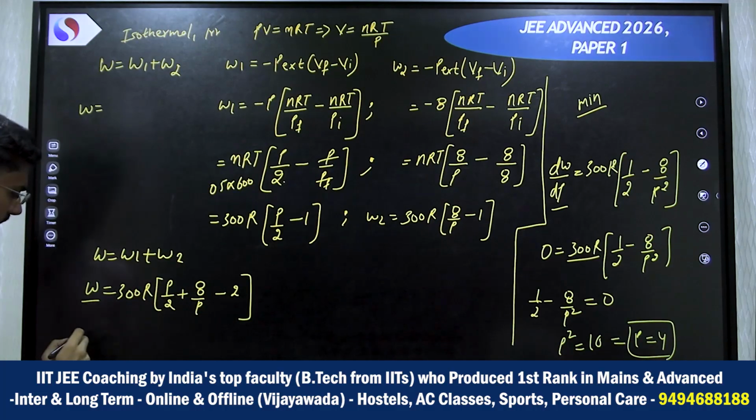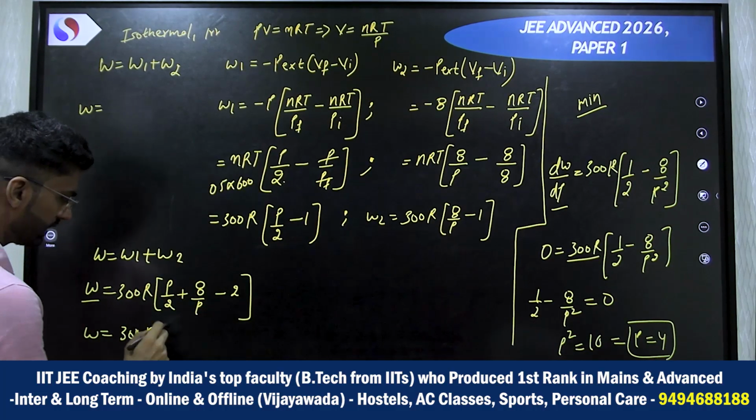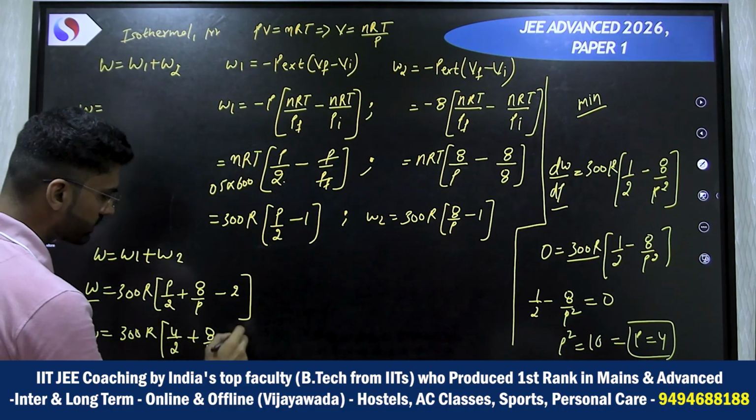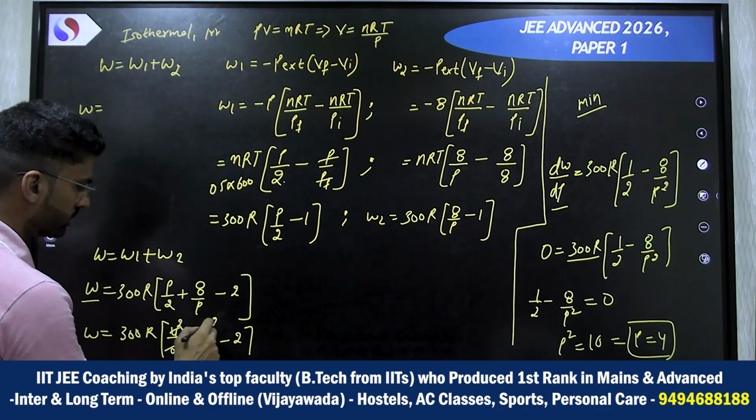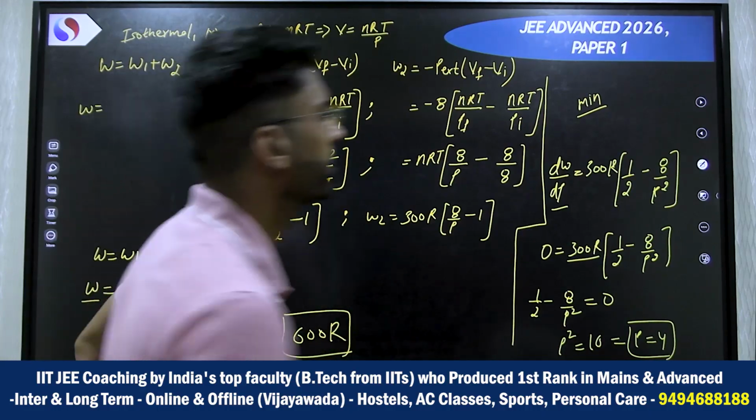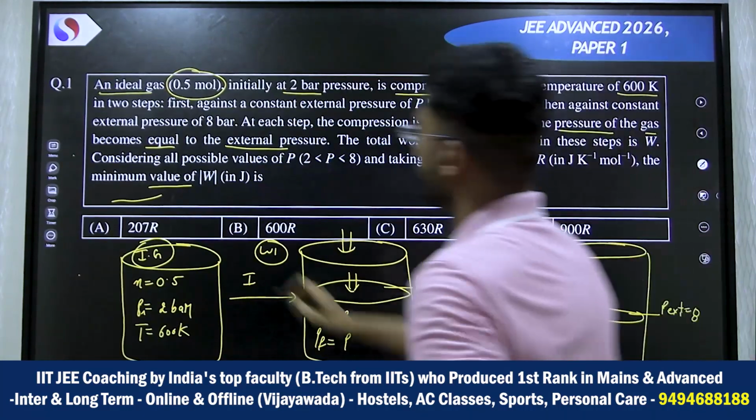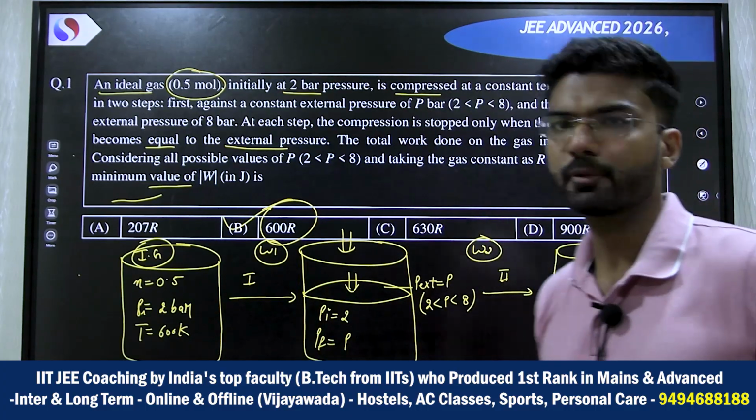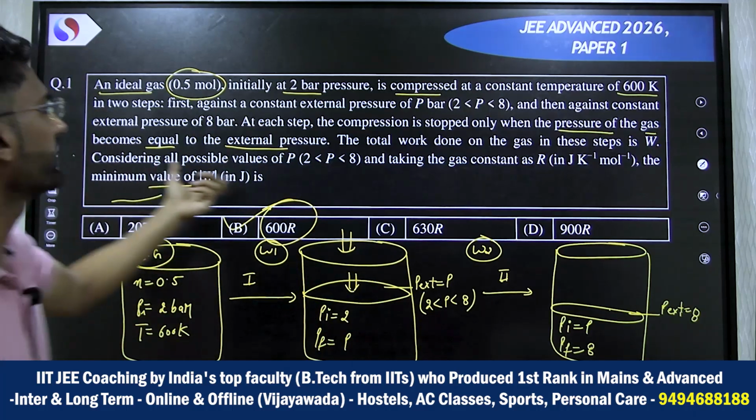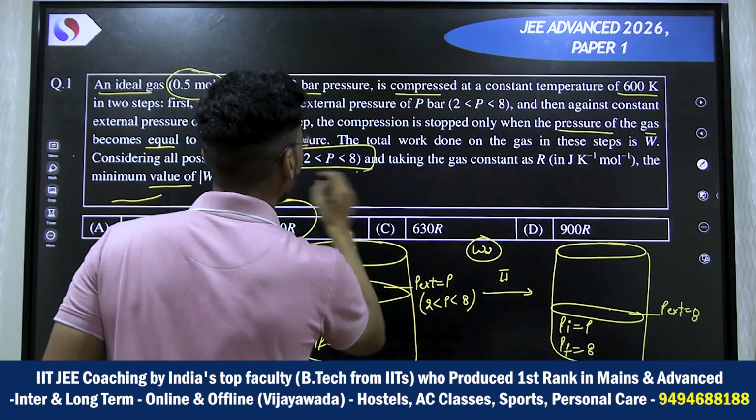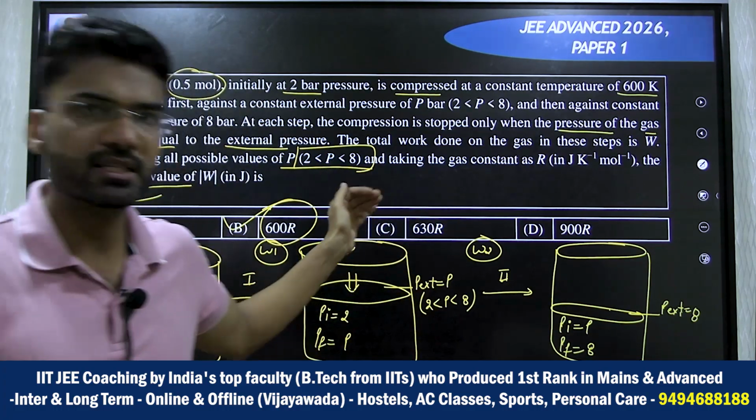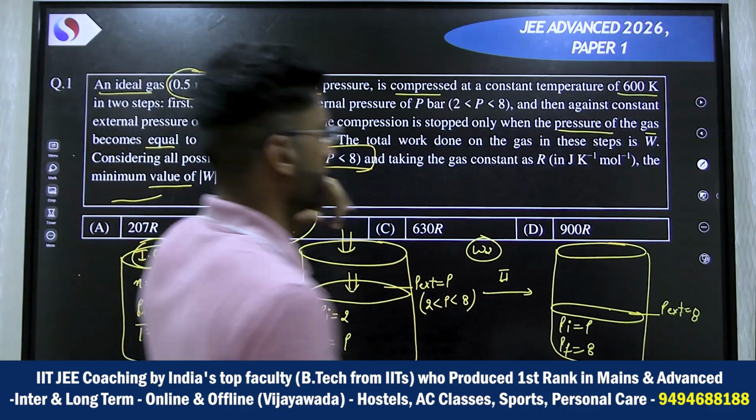So you can put the value of P here. W will be equal to 300 R (4 divided by 2 plus 8 divided by 4 minus 2), so this is 2, that is equal to 600 R. Let's check my options. Option B, that is 600 R, is given. So it was a simple question. The only trick here was how to solve for P, which is given from value 2 to 8. If you have a basic understanding of the mathematical portion, you can easily attempt that question.